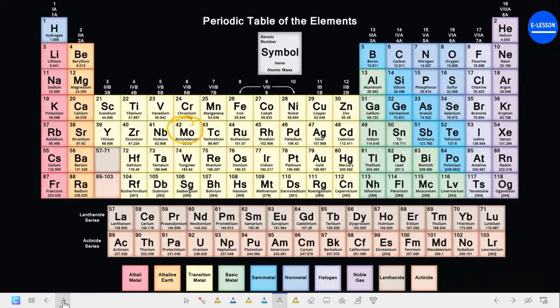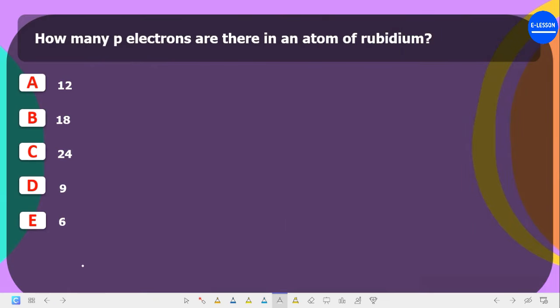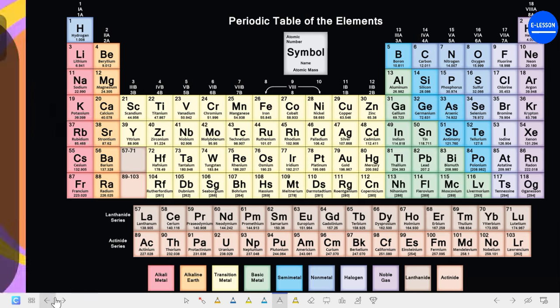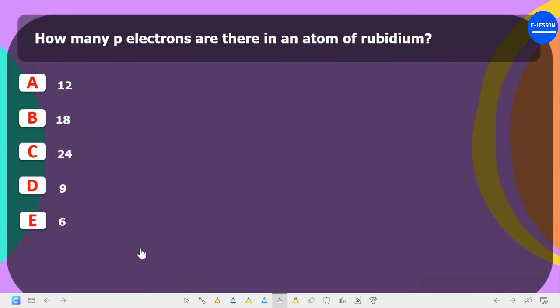Now let's look at the next. How many p electrons are there in an atom of rubidium? Now, what do you need to do? Go to the periodic table. Look for rubidium. Yes, rubidium. Rubidium is 37. So you come here and write the electronic configuration for rubidium.